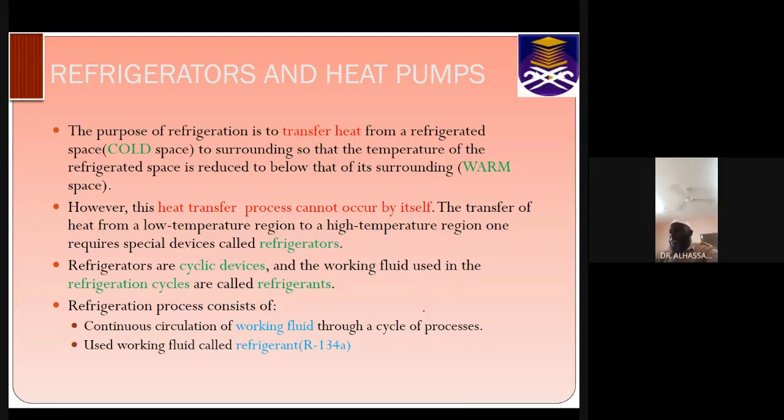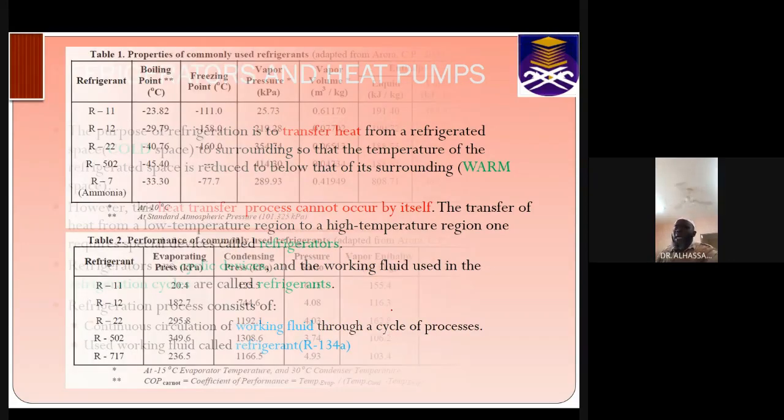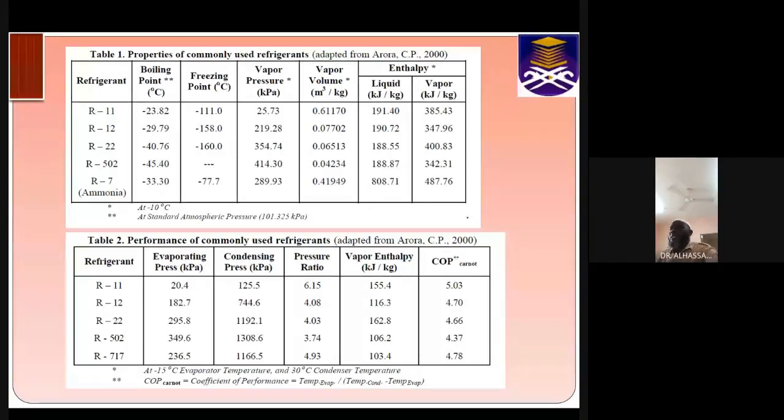In the refrigeration process, the working fluid that we use is a refrigerant. So we have refrigerant 134a, and these are the various types of refrigerants and their thermodynamic properties. We have refrigerant 11, refrigerant 12, and so on and so forth, and we also have ammonia. Basically, we will be focusing our attention on refrigerant 134a. That is what we have in our property table. This is the type of refrigerant that we'll be using.